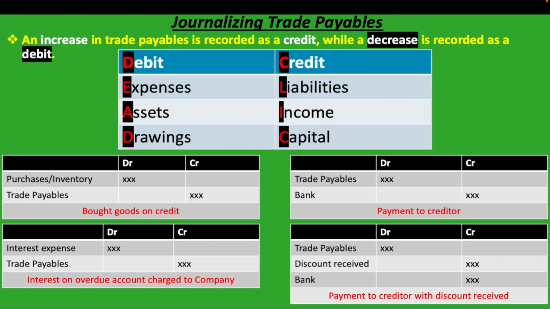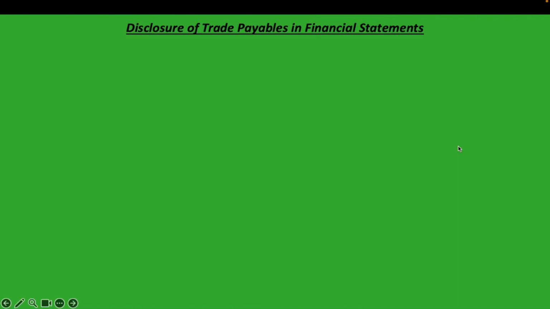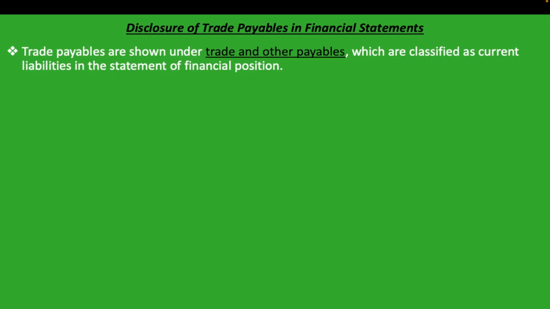Now, how do we account for trade payables in the annual financial statements? That's a very important thing to look at and to understand, so that you can see how it affects your annual financial statements, how it's recorded, and where to find trade payables if you're looking at the annual financial statements. Well, here it is. Firstly, trade payables are shown under trade and other payables, which are classified as current liabilities, as we mentioned in the first slide, in the statement of financial position. And so we've already mentioned this. It goes in the statement of financial position and it will be under trade and other payables.